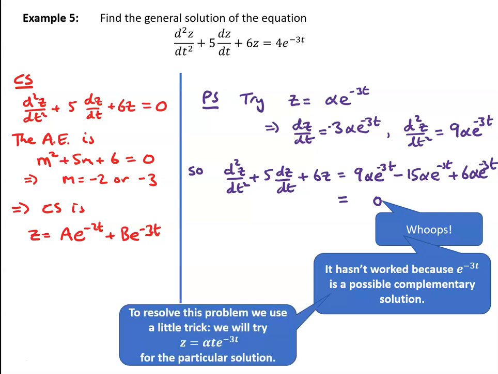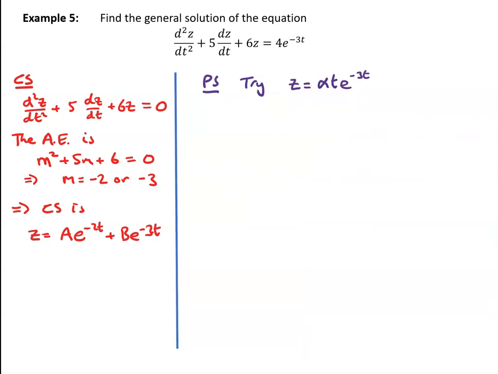And the subtlety here is that we need a little trick. Instead of trying z equals alpha e to the minus 3t, we're going to try z equals alpha t e to the minus 3t for the particular solution. So, here we go. Try z equals alpha t e to the minus 3t. Product rule gives me dz by dt is alpha e to the minus 3t minus 3 alpha t e to the minus 3t.